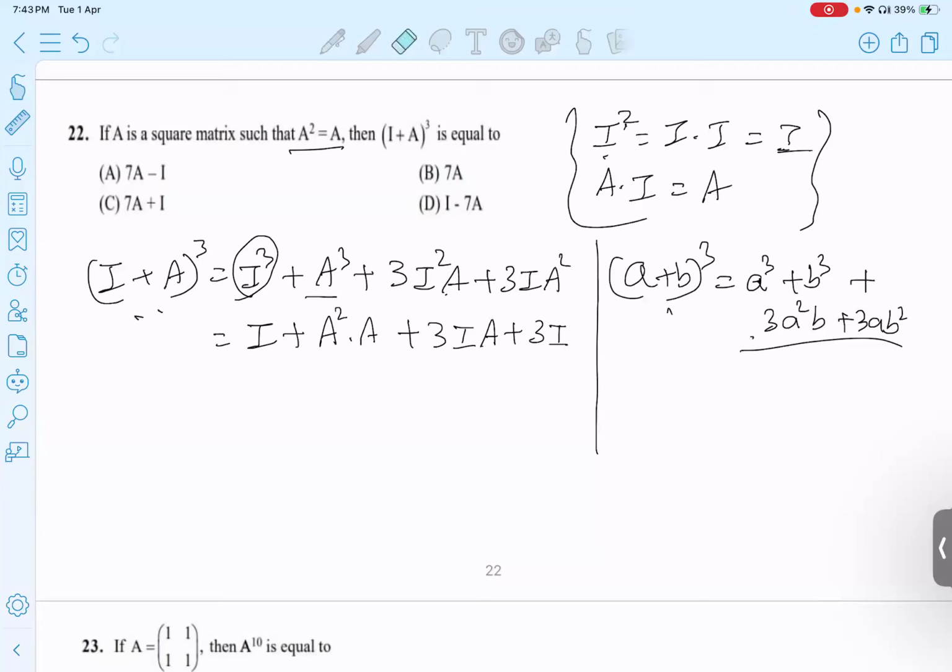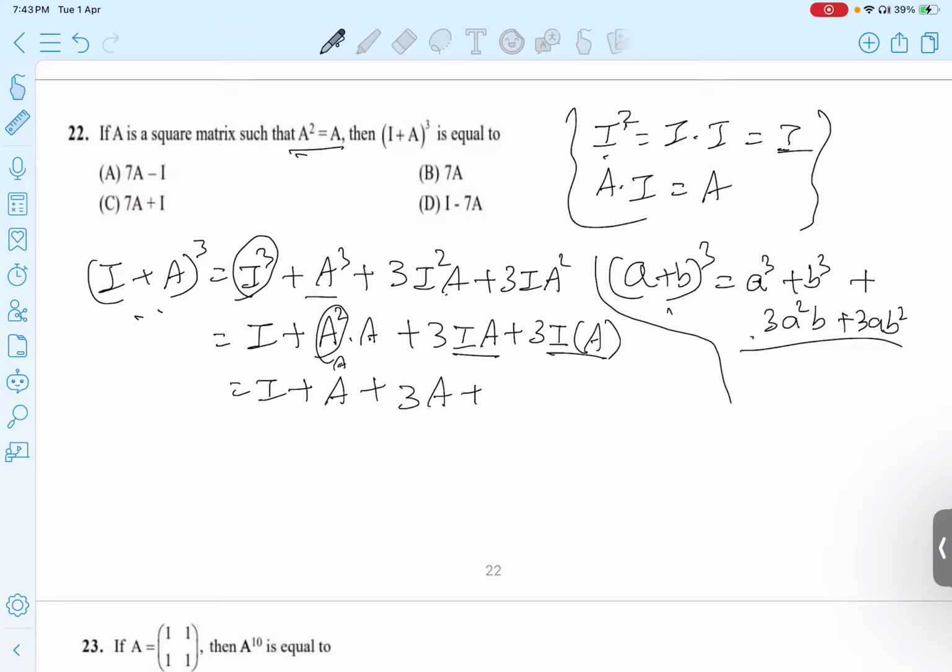So what is the value of A square they have given? The value of A square is A again. So this can be written as I plus A square, what is A square? A. A into A is A square again, so A cube is nothing but A. Plus 3 I into A is A, and I into A is again A. So this is one of the direct questions, I can say: I plus 7A. So keep these formulas, I mean to say the identities, in mind. Next question.